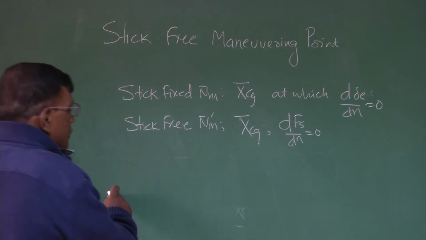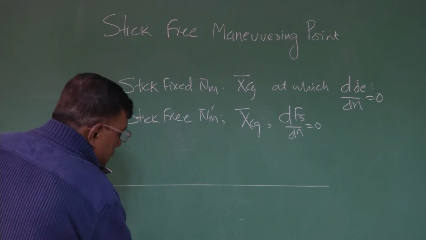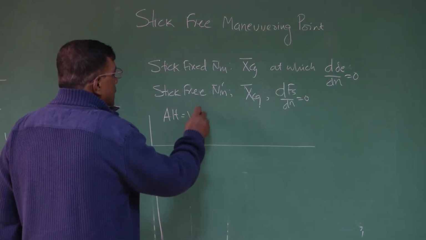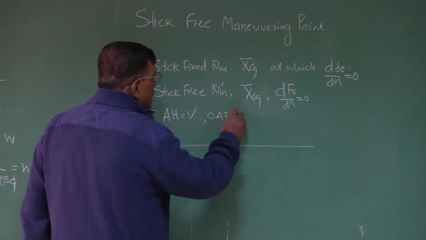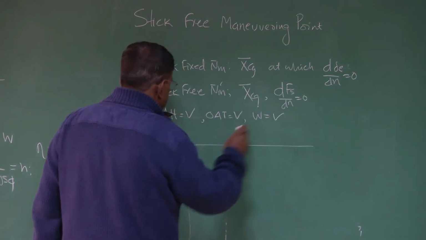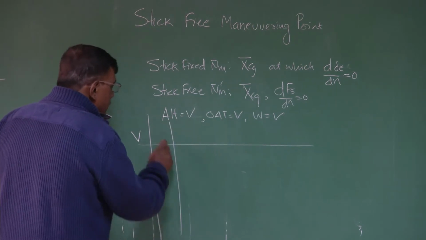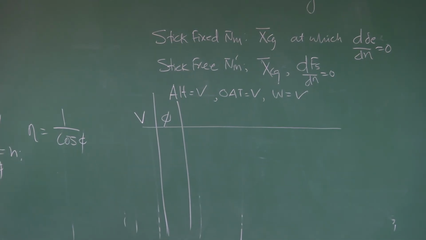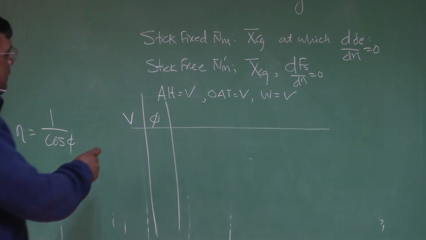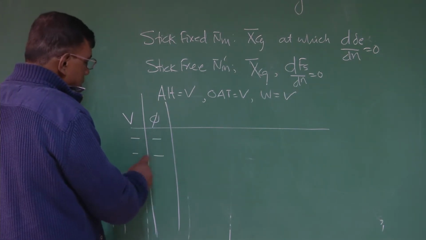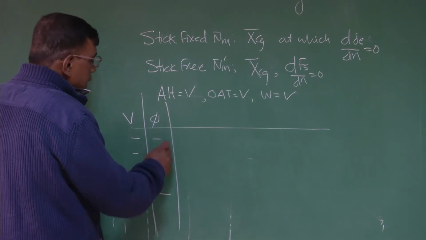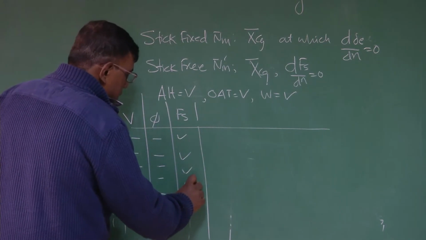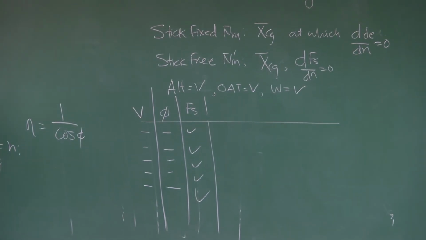So, what do we do? Again, we do an experiment. We go and note down altitude, outside air temperature, and then weight. Then the pilot goes for a steady coordinated turn at different speeds, right? So, he does that 1, 2, 3, 4, 5, 6, 7, 8. Each time we measure what is the stick force applied. This is the only measurement required.